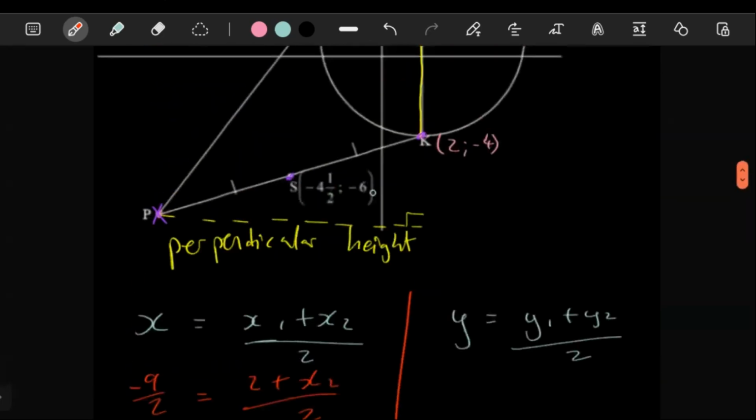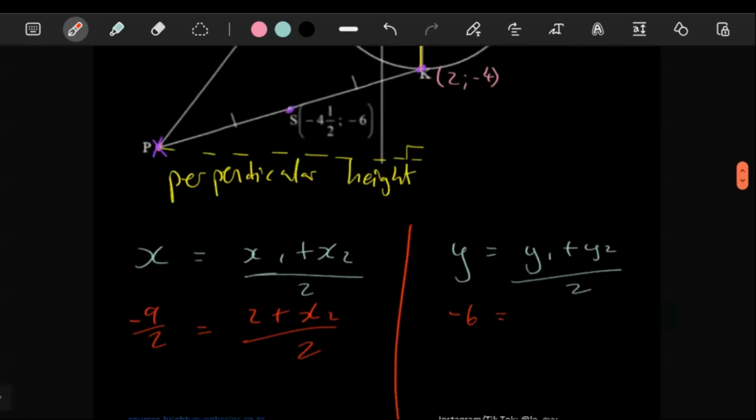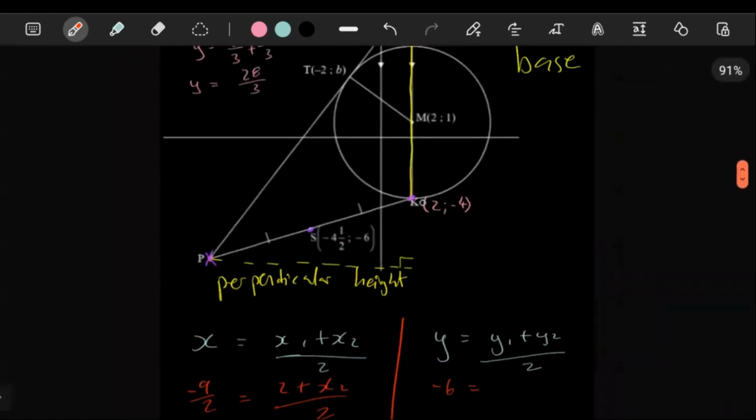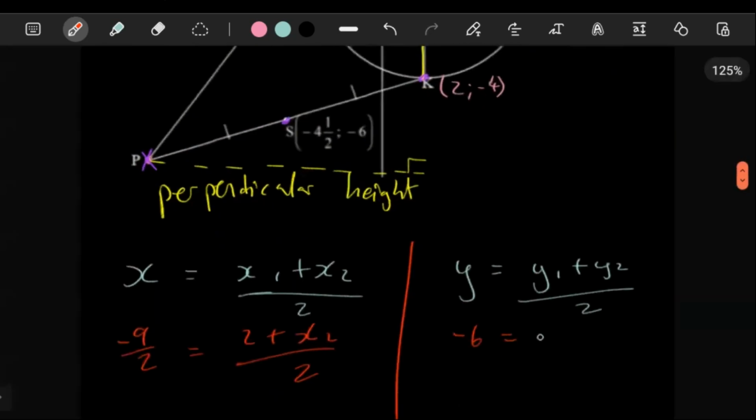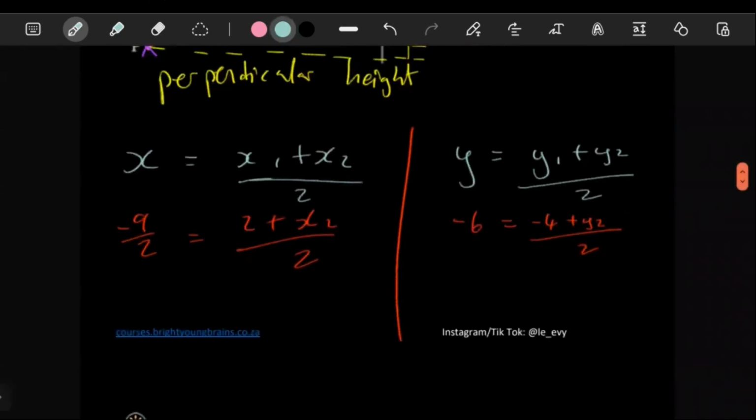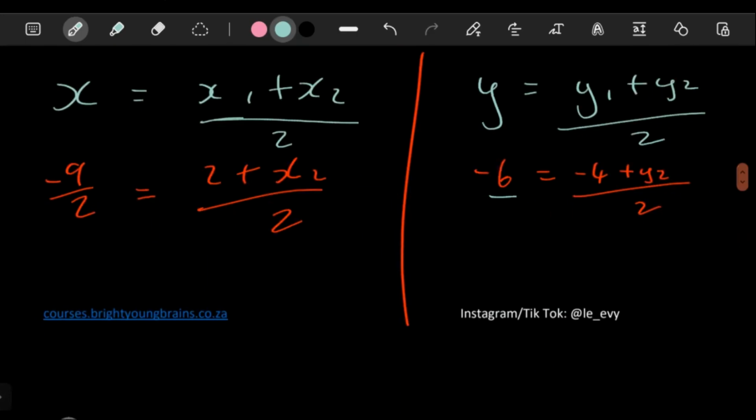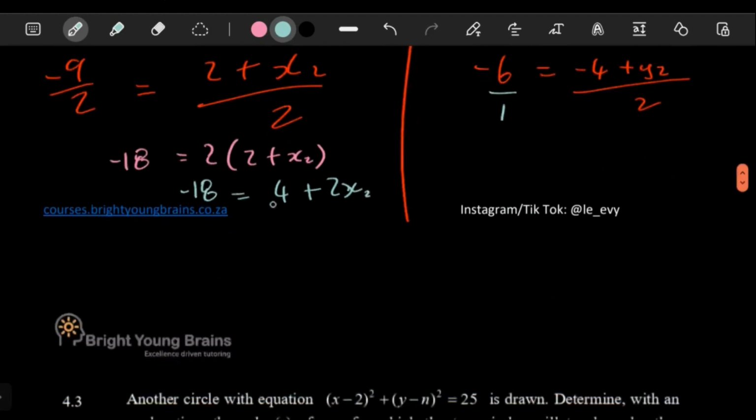For the y, you do the same thing. -6 is equal to y1, which is -4, plus y2 over 2. If this is a fraction already, you just cross multiply. 2 times the value on top, 2 plus x2, 2 times the value on top, -18. And then here also goes in, that's negative what? -22.